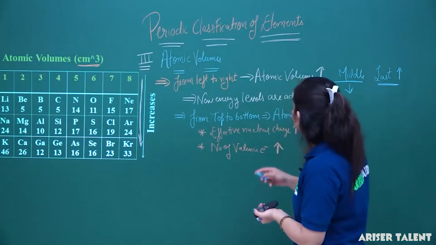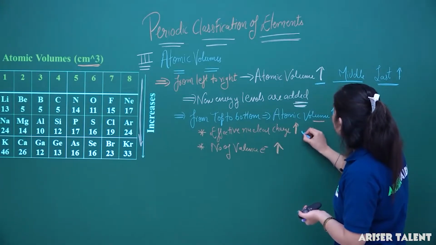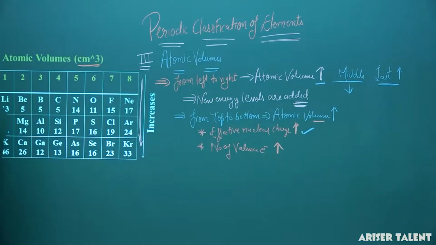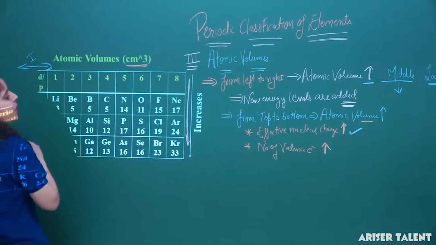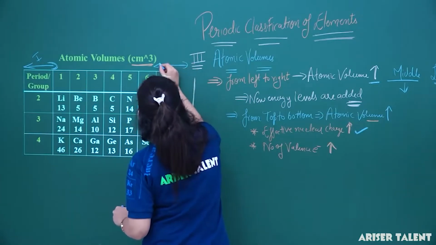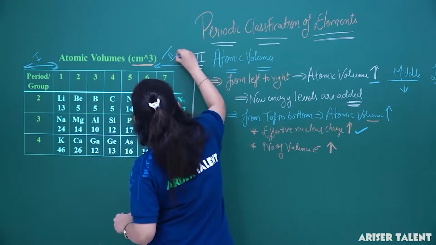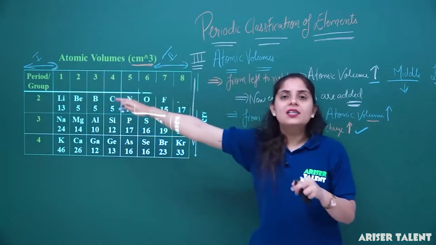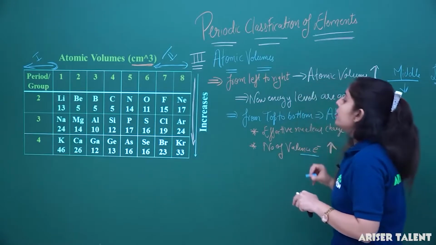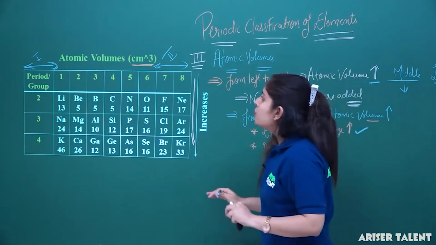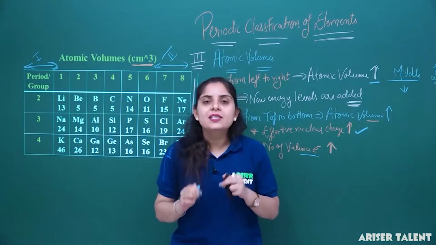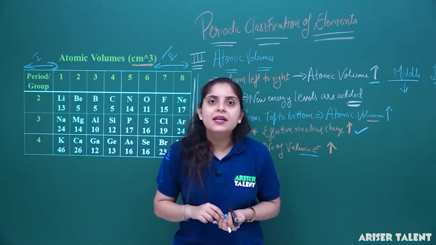Now, you can see the first reason, that is effective nuclear charge. This effective nuclear charge is going to increase in the first part. And the number of valence electrons is going to increase in the last part of the periodic table. So, in the first part, effective nuclear charge increases, and in the last part, the number of valence electrons increases. So, this is the trend of atomic volumes in the periodic table, and it has been observed that francium will have the highest atomic volume, that is 87 centimeter cube.